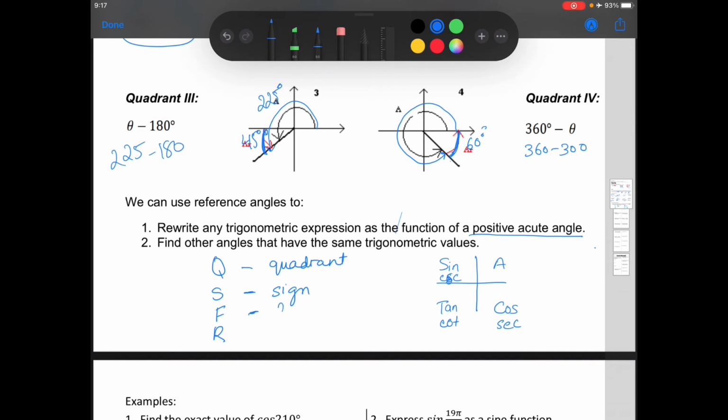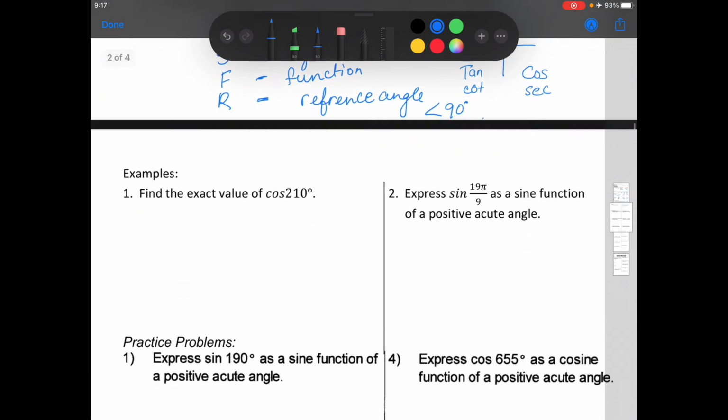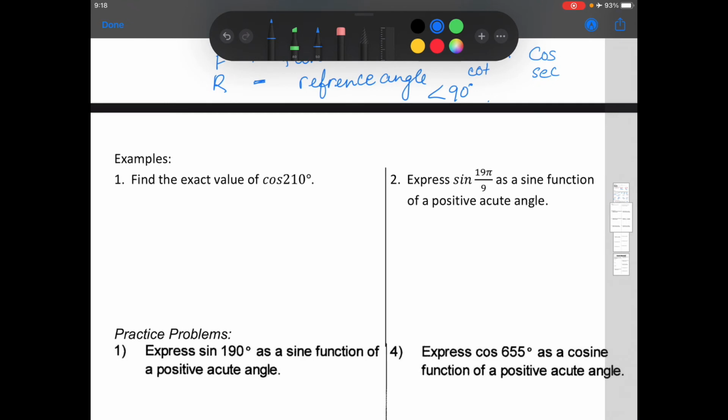F is for the function, what function you're working with. And R is your reference angle. Remember, your reference angle is an angle which is always less than 90 degrees. Based on these, we're going to start working with these questions. I'm going to do two examples and then I want you to finish the remaining packet.